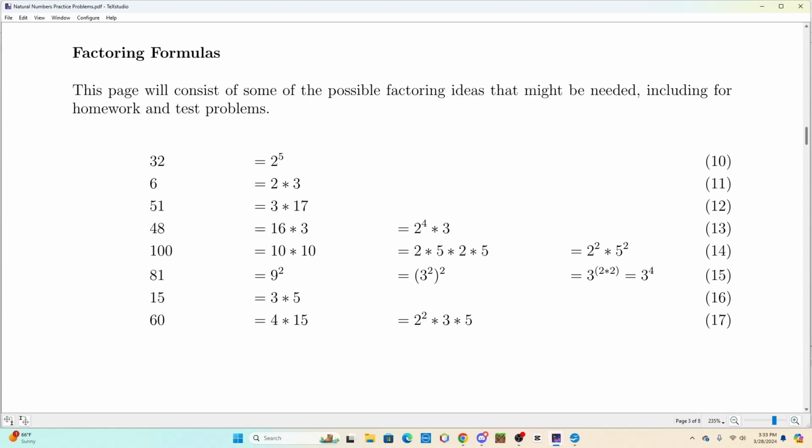81 is equal to 9 squared is equal to 3 to the 4th. Note the exponent rule: 3 squared, squared, equals 3 to the 2 times 2, which equals 3 to the 4th. The first 4 powers of 3 are 3, 9, 27, and 81. Also useful to memorize. 15 is equal to 3 times 5. Straightforward. 60 factors to 2 squared times 3 times 5. No matter how you start off factoring it, 6 times 10 would also work as a first step.